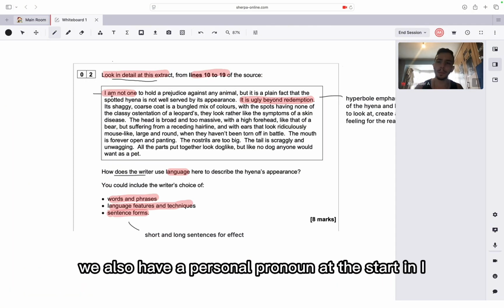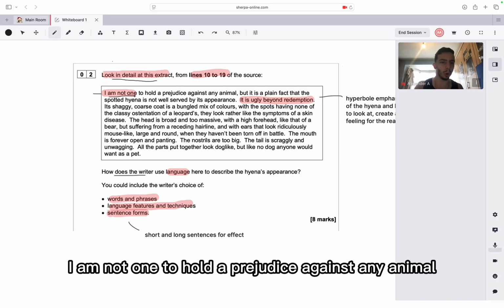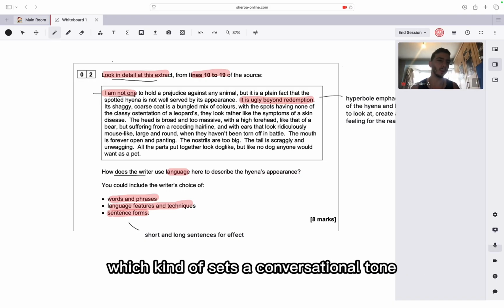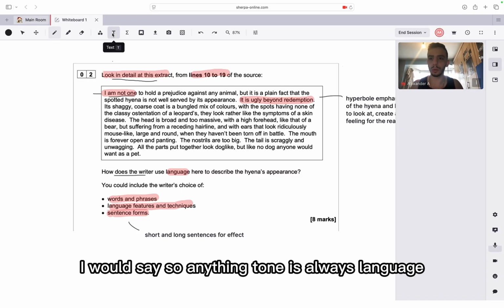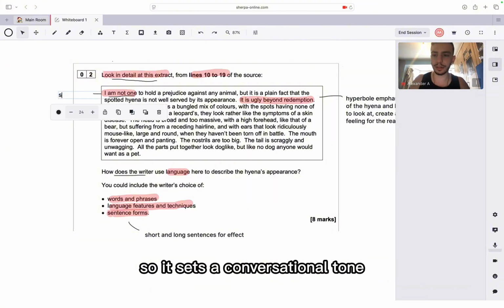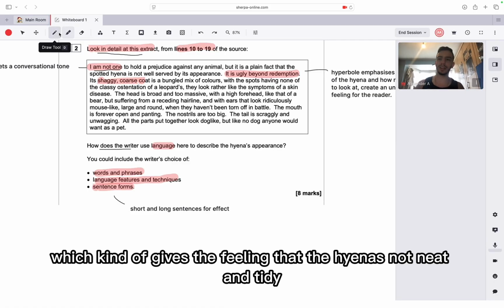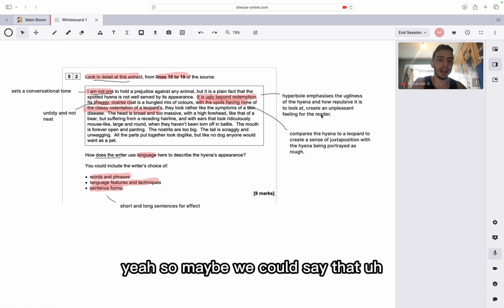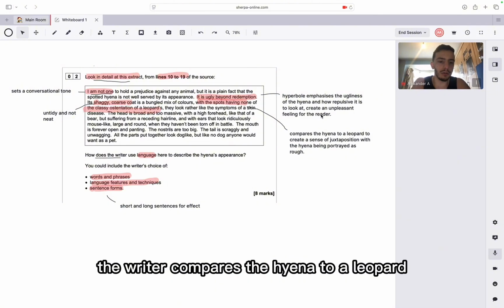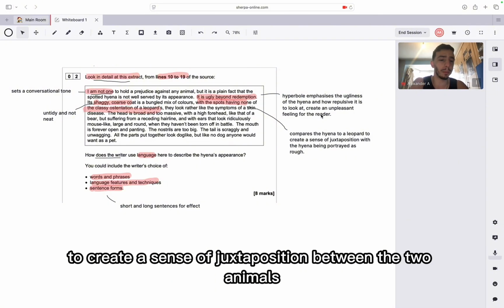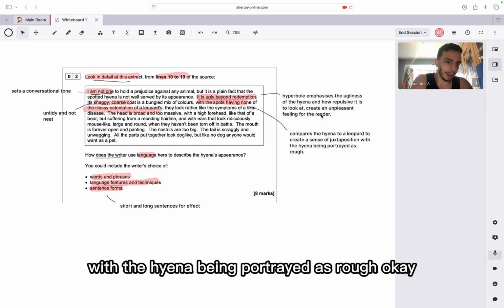We also have a personal pronoun at the start in I. I am not one to hold a prejudice against any animal, which sets a conversational tone, I would say. So any tone is always language. So it sets a conversational tone. It talks about its shaggy, coarse coat, which gives the feeling that the hyena's not neat and tidy. Maybe we could say that the writer compares the hyena to a leopard to create a sense of juxtaposition between the two animals, with the hyena being portrayed as rough.